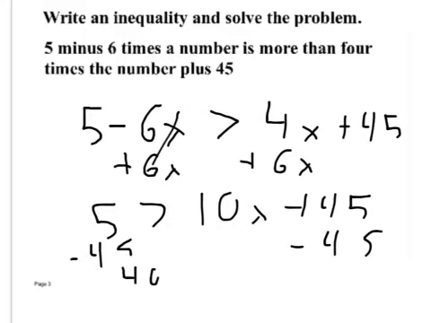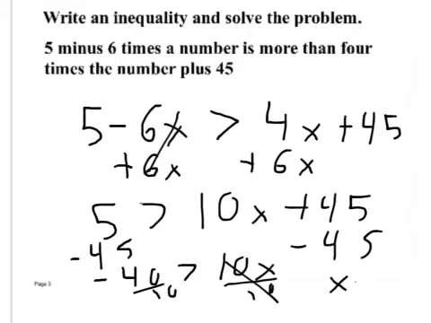Negative 40 is greater than 10x, so I divide by 10. I keep my sign the same. So it's negative 4 is greater than x. Or I could write that as x is less than negative 4, because the book will write it like that.